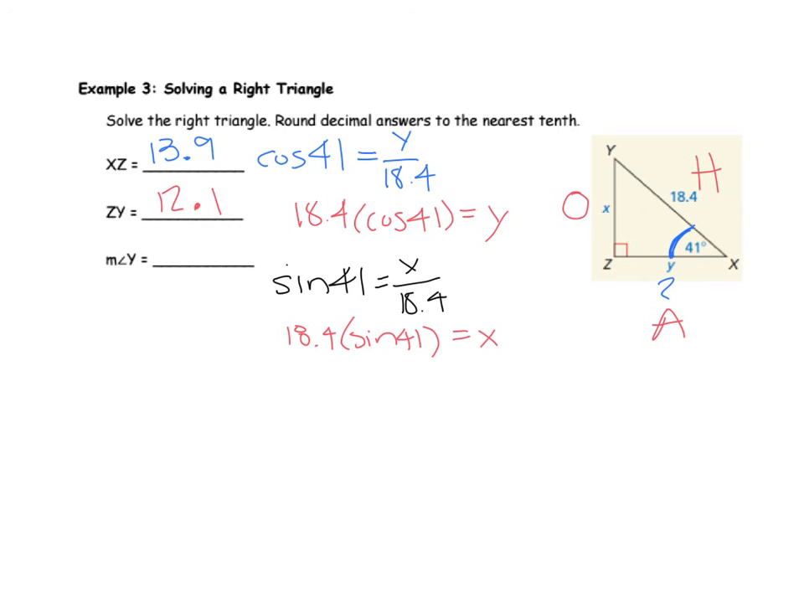And now we're looking for the measurement of angle y. Technically, you don't have to use the inverse function here because hopefully you recall that the three angles inside of a triangle add up to 180 degrees. So if you know that this one is 90 and this is 41, I simply have to add those and then subtract that value from 180, and you end up with the measurement of y having to be 49 degrees.